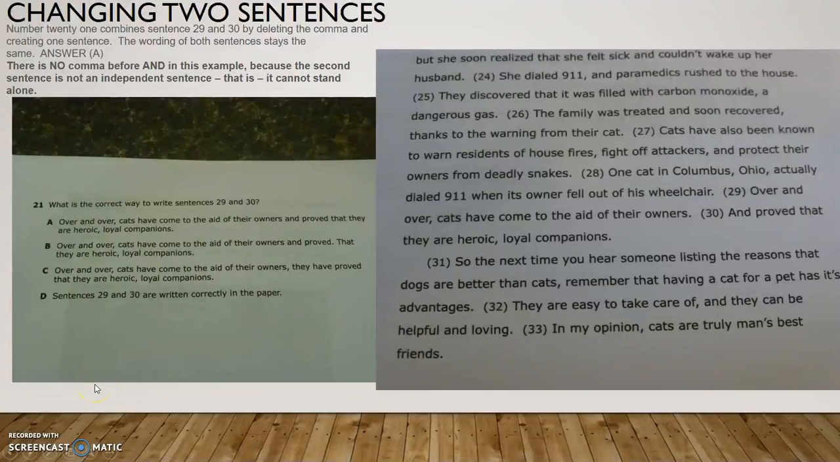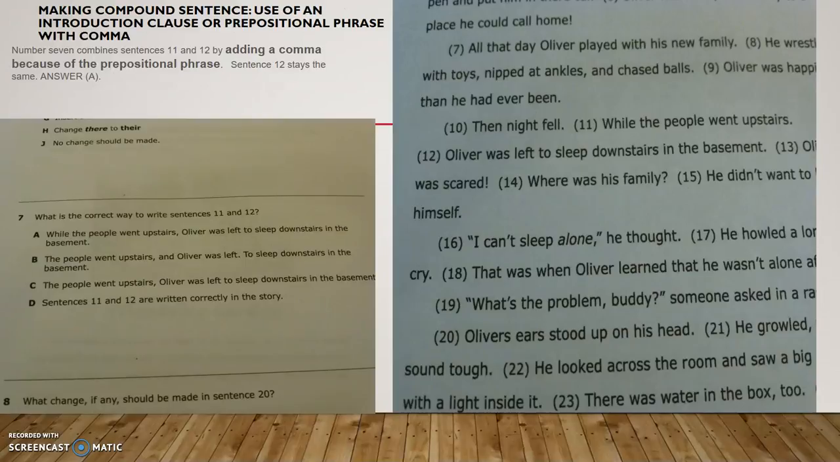Let's look at another tested example. Number 7 says, what is the correct way to write sentences 11 and 12? So again, my attention is here to correct. Something is incorrect if they're asking me to correct it, and I'm noticing sentences 11 and 12. So my LO, that is my learning objective, is to combine sentences. Now I'm going to come over here and read 11 and 12.